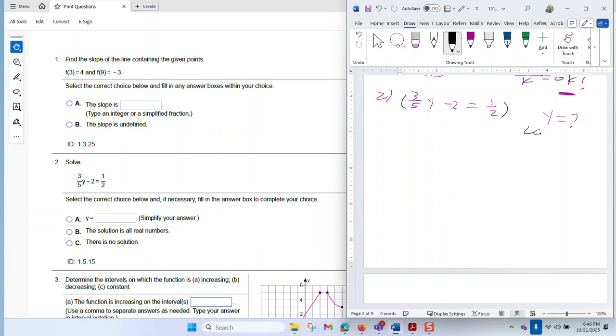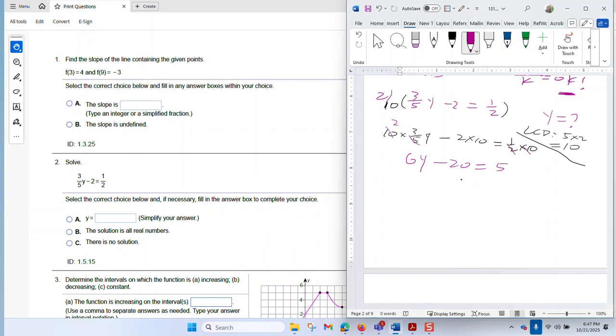So what is the LCD for this one? I have a 5 and a 2, they don't have anything in common, so I multiply these two together, which will be 10. If I multiply both sides by 10, I will get rid of the denominators. So 10 times 3 over 5y minus 2 times 10 equals 1/2 times 10. Remember, everyone needs to be times 10, and that's still equal. Then 10 divided by 5 you get 2, so 2 times 3, you get 6y minus 20. And then this cancels out, so you get 5.